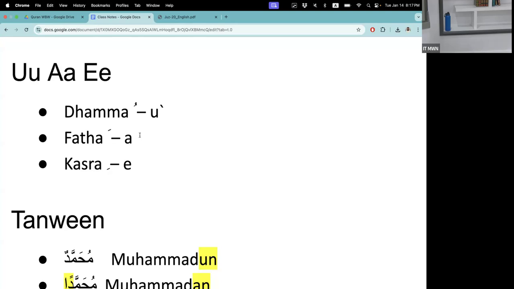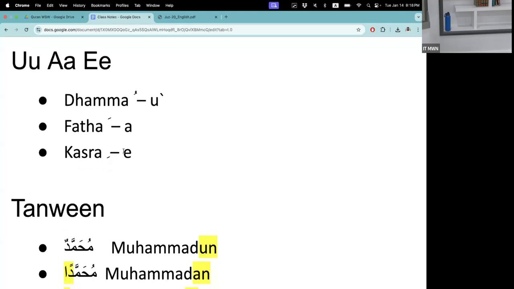So dhamma, the sound here is oo, and the shape of the lips is where the terminology originates. The rounding of the lips is the dhamma. So that's why it's called dhamma. The fatha is a sound, and you notice in my mouth, you're literally opening your mouth to enunciate clearly. That's fatha. And kasra is e. My jaw is dropping down in a way, kind of like breaking, and that's the e sound.